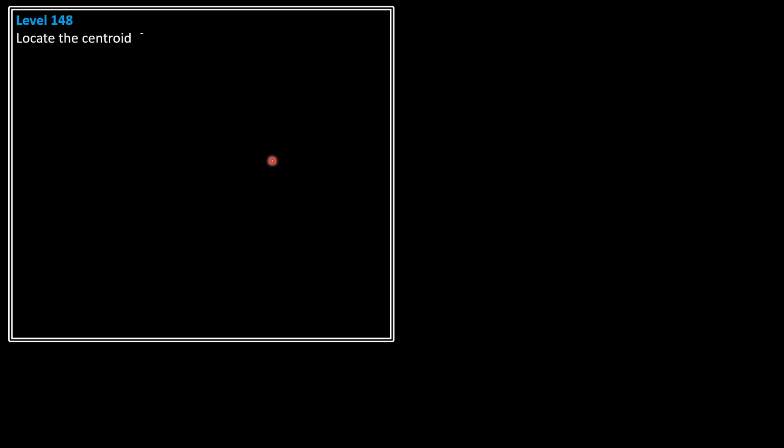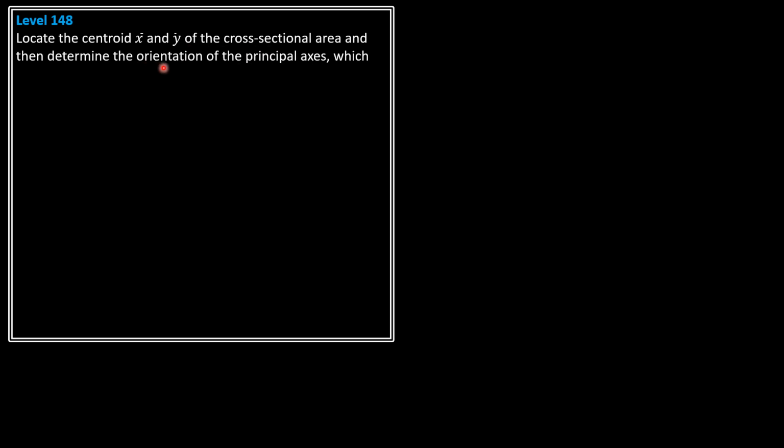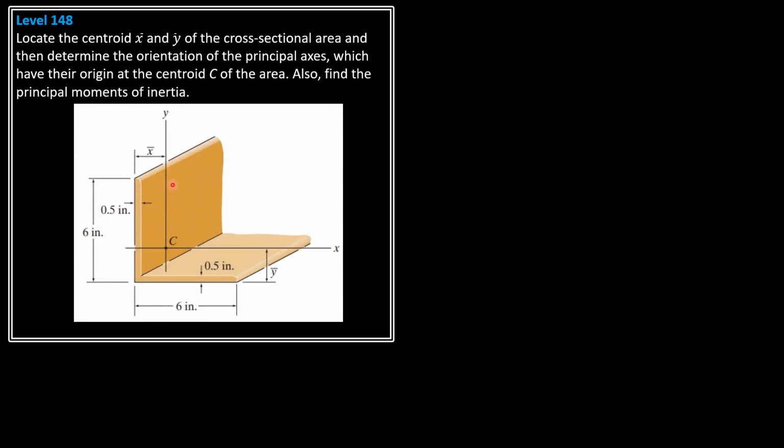Problem 148: locate the centroid, x bar and y bar, of the cross-sectional area and then determine the orientation of the principal axes, which have their origin at the centroid C of the area. Also find the principal moments of inertia. We will develop an expression later for the principal moments of inertia, the maximum and minimum moment of inertia. We will divide the area for our solution into a vertical rectangle and a horizontal rectangle as shown. So that's the dividing line.